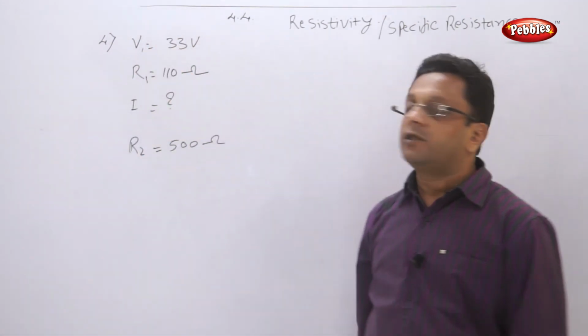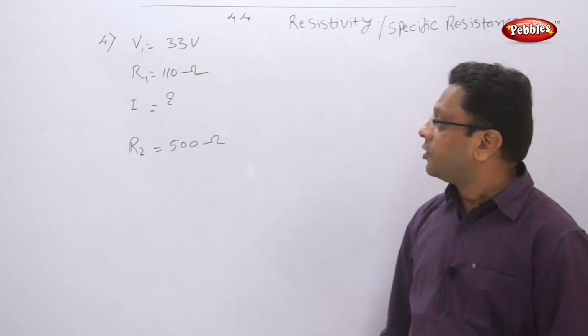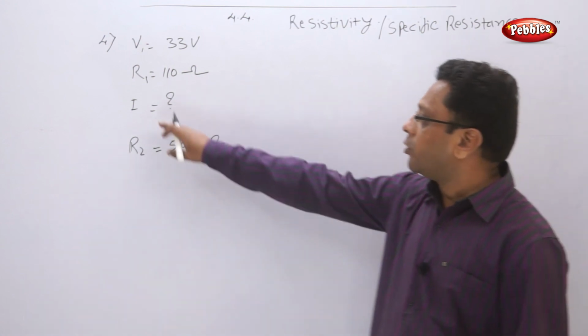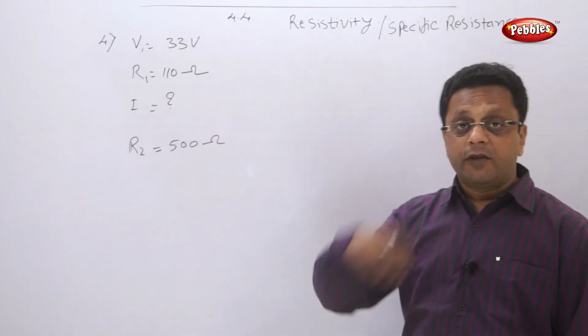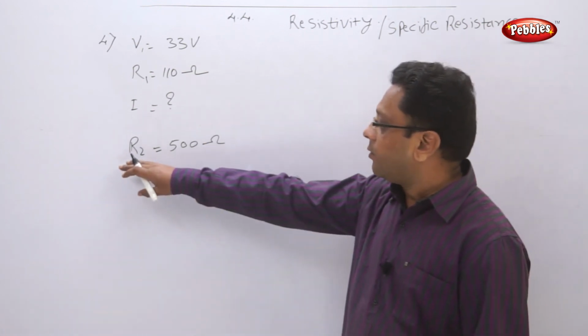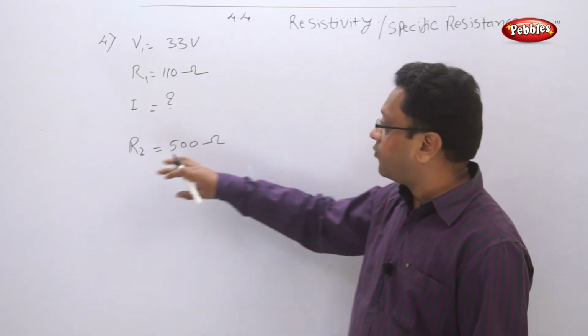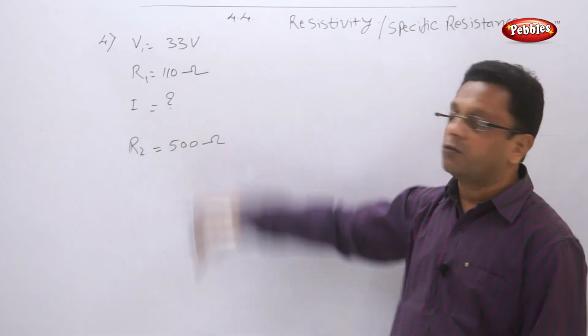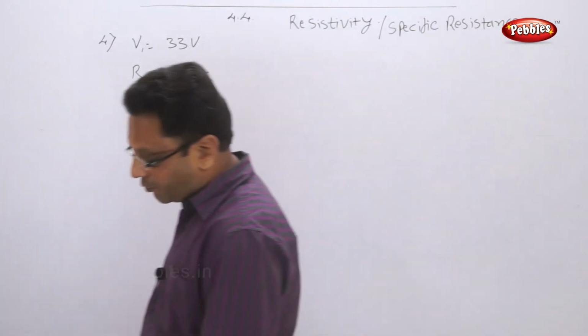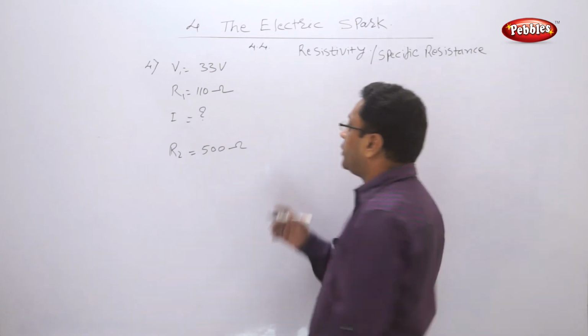So in the first case, V1 is 33 volts and R1 is 110 ohms. We have to find out I. If the same current is applied with the resistance R2, that is 500 ohms, we have to find out V2, the potential difference. So now I is equal to V upon R.